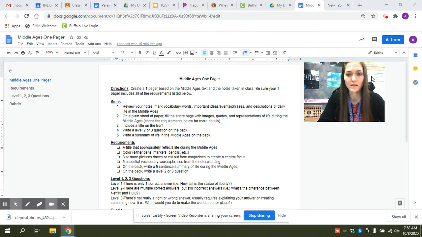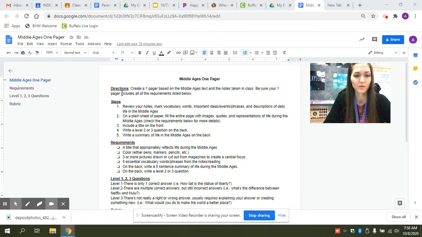Okay, so you have this exact same document on your Google Classroom post. You're going to be creating a one-pager based on the Middle Ages, the notes that we took in class, and any other research or texts that you use. And make sure that your one-pager includes the requirements listed below. So you're going to need a title that appropriately reflects life during the Middle Ages. It could be as simple as the Middle Ages.